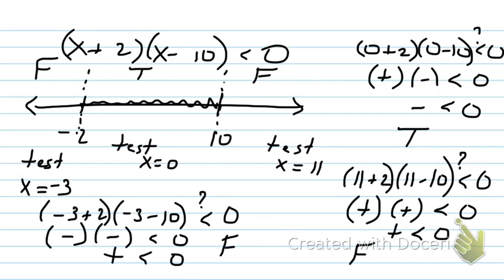We're going to use parentheses because we do not have equality and we do not want to include those critical numbers or boundaries. So our answer on the graph looks like this. All the numbers between negative 2 and 10. Our answer in interval notation looks the same. The smallest value to the biggest value, not including those critical numbers.